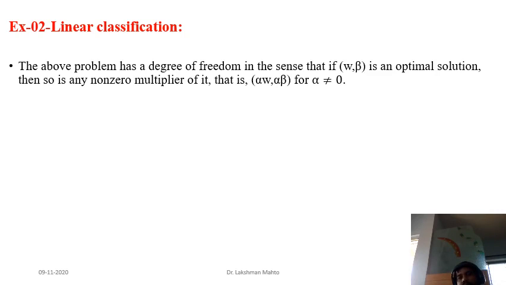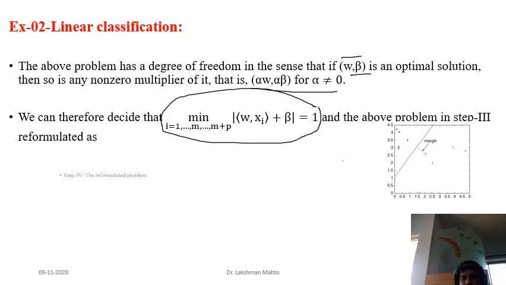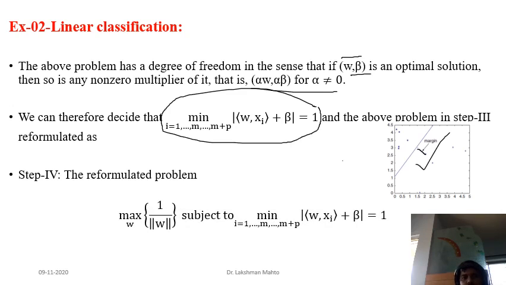So we have to do a little bit of modification. The above problem has a degree of freedom, in the sense that if we have an optimal solution, in terms of the optimal normal vector of the hyperplane and the optimal bias, then any scaling of it, for any non-zero alpha, again remains an optimal solution. So scaling is not creating any issue. Due to that, the function we had in the objective, we put into the constraint part, taking this value equal to 1, and then the above problem is formulated this way. Here you can see the plot and easily visualize what the margin is. This is the margin.